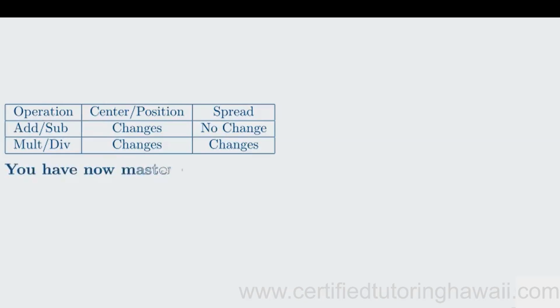You have now mastered topic 1.7. You can now calculate measures of center, position, and variability, identify outliers, and choose the most appropriate statistics for any quantitative dataset. Great job!